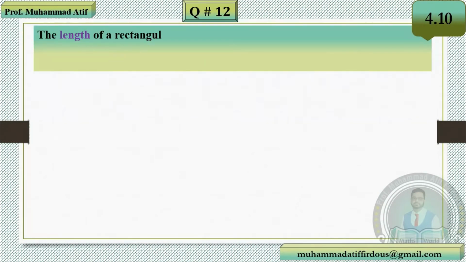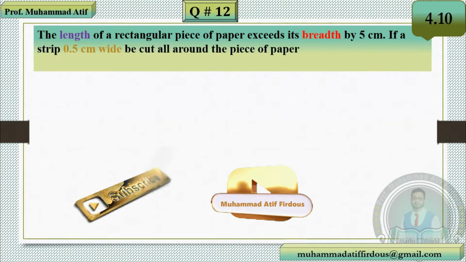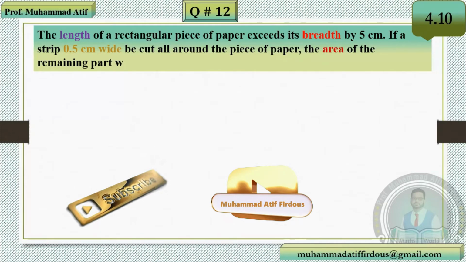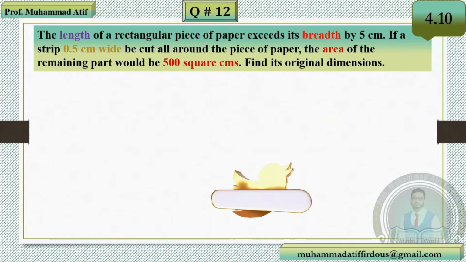Okay. Next, we move on to our next problem, which is problem number 12. It states that the length of a rectangular piece of paper exceeds its breadth by 5 centimeter. If a strip 0.5 centimeter wide is cut all around the piece of paper, the area of the remaining part would be 500 square centimeter. You have to find the original dimensions, meaning you have to find the length and width as we did in the previous question.